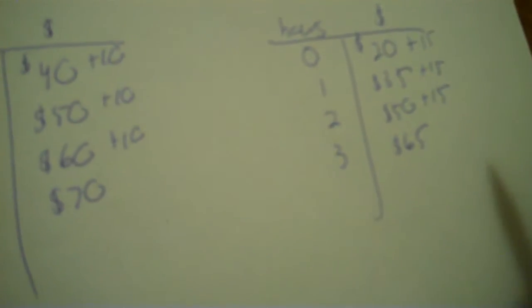Now they're getting closer, okay? Closer to being the same. They're not there yet. 4 hours. Add 10. That's 80. 4 hours. Add 15. And that's 80. Now they're the same, okay? 80 and 80. So the answer is 4 hours, okay? After 4 hours, they have the same amount of money.